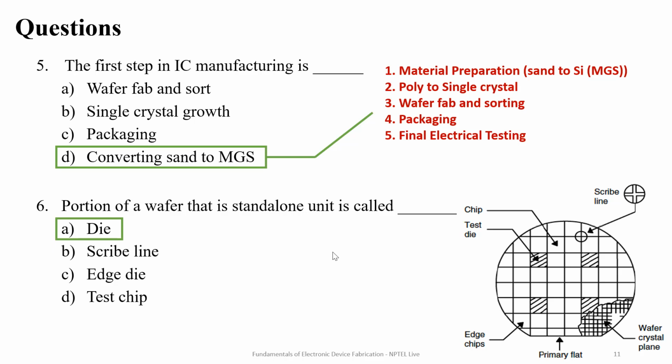So I hope it's clear for all of you. These all were discussed in the lectures, I think. So a portion of a wafer that is a standalone unit is called a die. Only on these chips we will be able to create the requisite circuits. The test dies will be used for the electrical testing. Edge chips as such are not used, and these are separated from each other using scribe lines.